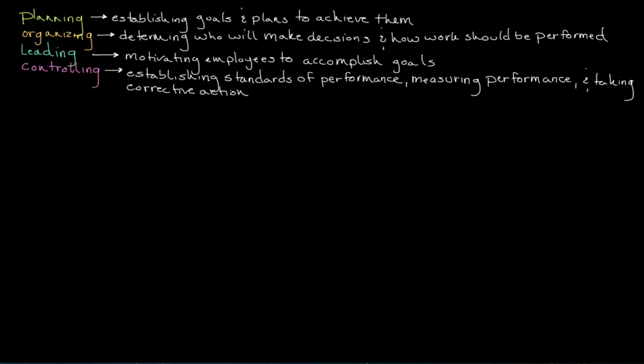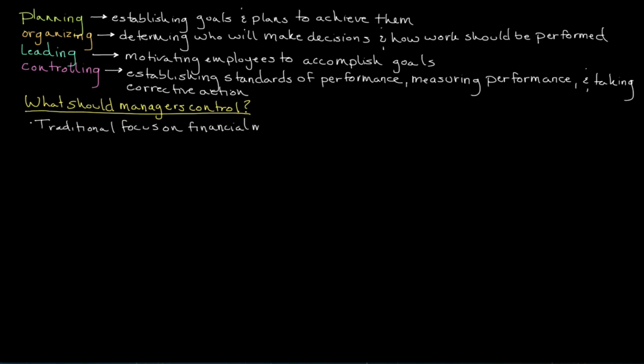The bigger issue, and one that we're going to focus on in this video, is not how managers should engage in this control function, but what actually should they control. Now, the traditional benchmark or standard when measuring performance tends to be financial. And this isn't a bad thing necessarily, as it's important for businesses to be profitable. So obviously looking into financial performance is a logical step.